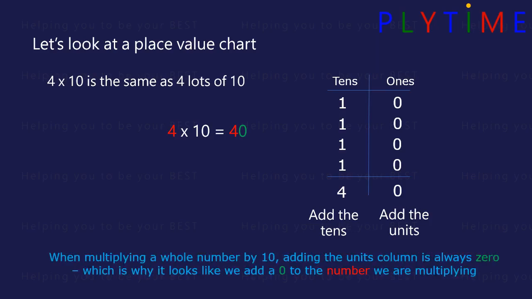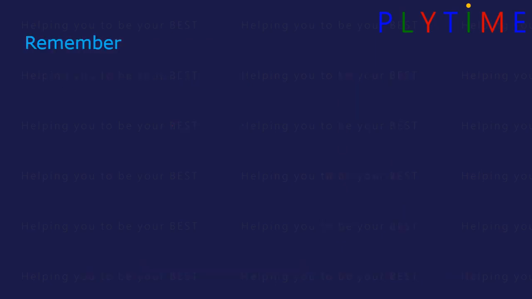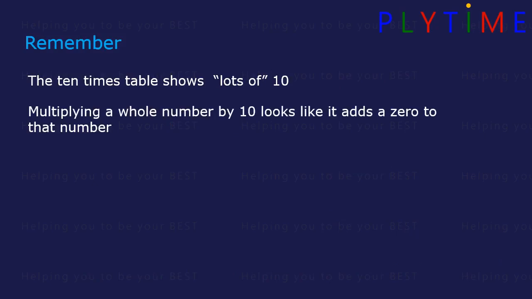When we're multiplying a whole number by 10, adding the units column is always 0, which is why it looks like we're adding a 0 to the number we're multiplying. Remember, the 10 times table shows lots of 10. Multiplying a whole number by 10 looks like it adds a 0 to that number.